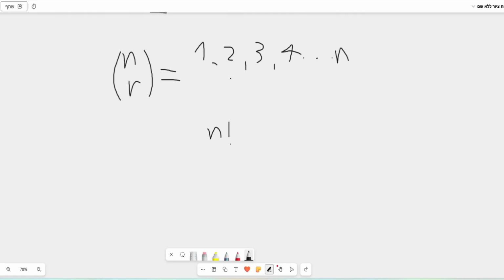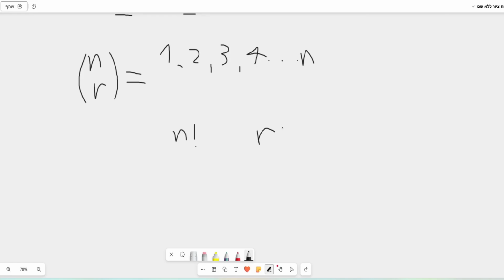And the question is, what is the probability that these r cards are the first r numbers? Well, for the first one, we can have r different cards that are acceptable, because this can be 1, 2, 3, 4 all the way up to r. Then I'm drawing another card. This time this card will have a probability of r minus 1 over n minus 1.